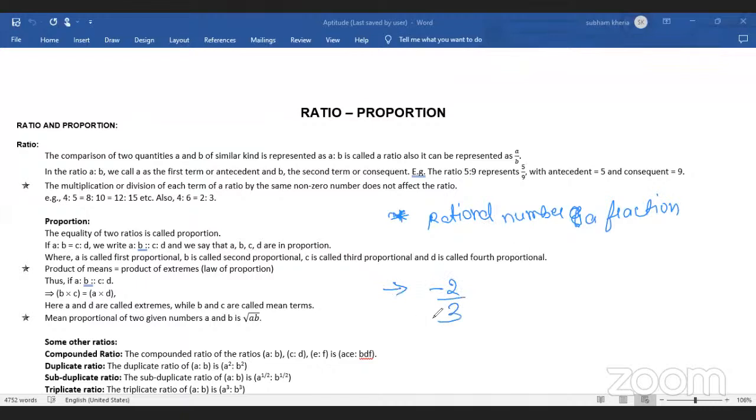Minus 2 by 3. This is in the form of P by Q. Is this a rational number? Is this a fraction? Is this both or none? Tell me. Minus 2 by 3. R, F, B, N: rational number, fraction, both, none. Tell me quickly. Anyone?